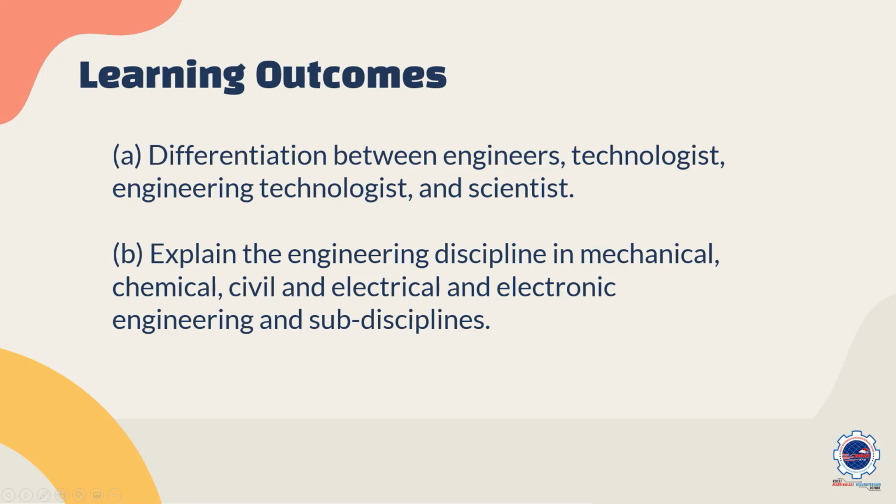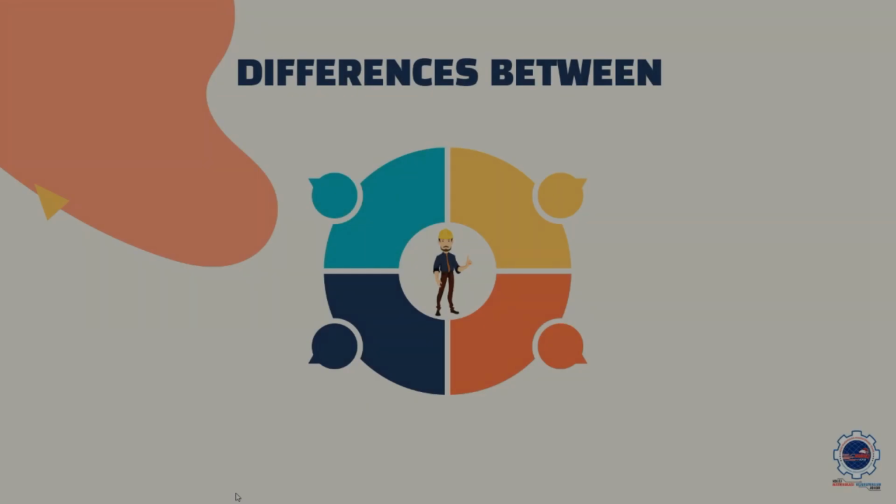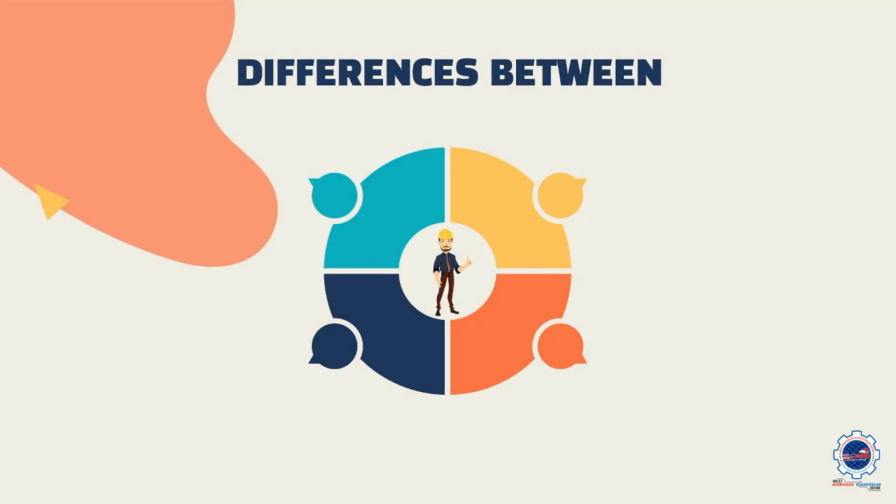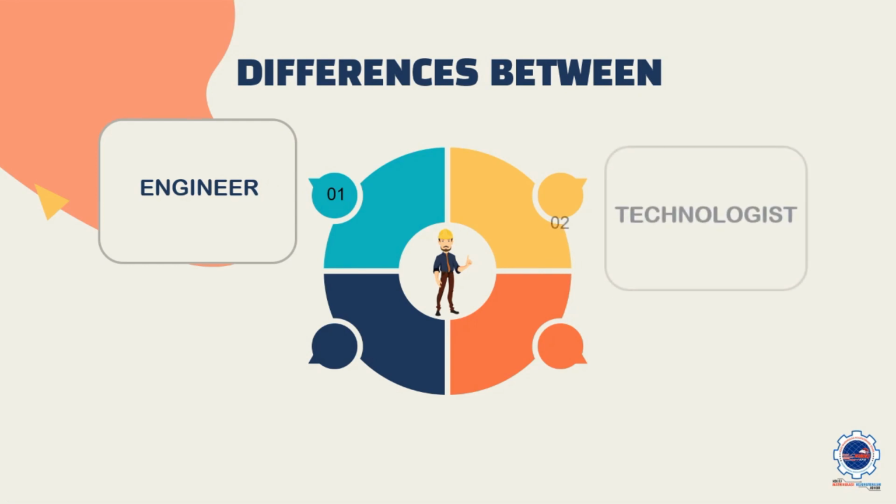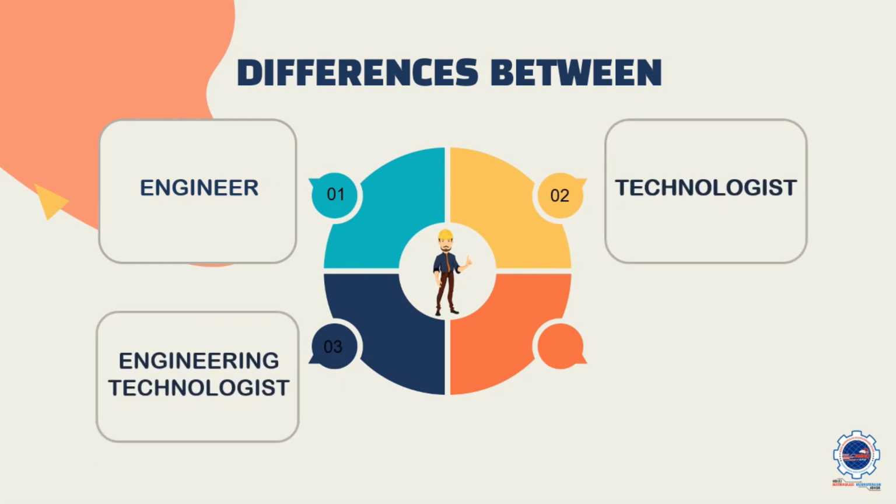The first one is differentiation between engineers, technologists, engineering technologists, and scientists. And the second learning outcome is to explain the engineering discipline in mechanical, chemical, civil, and electrical and electronic engineering and their sub-disciplines. Before we look at the types of engineering that we have, I want to make you clear on the differences between engineer, technologists, engineering technologists, and scientists.